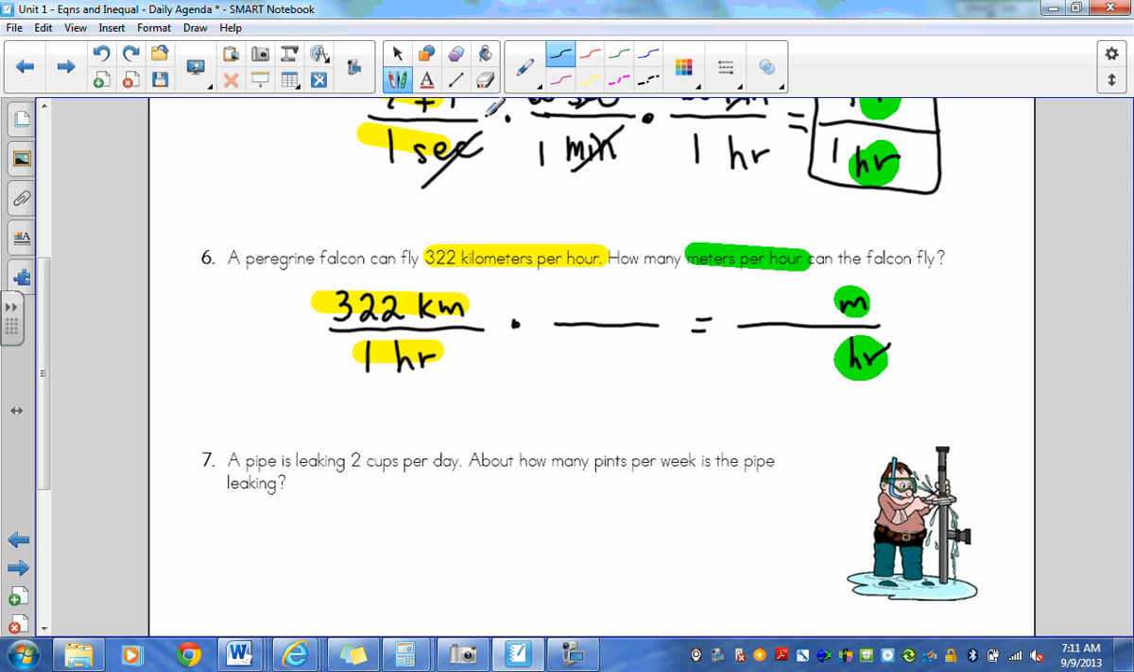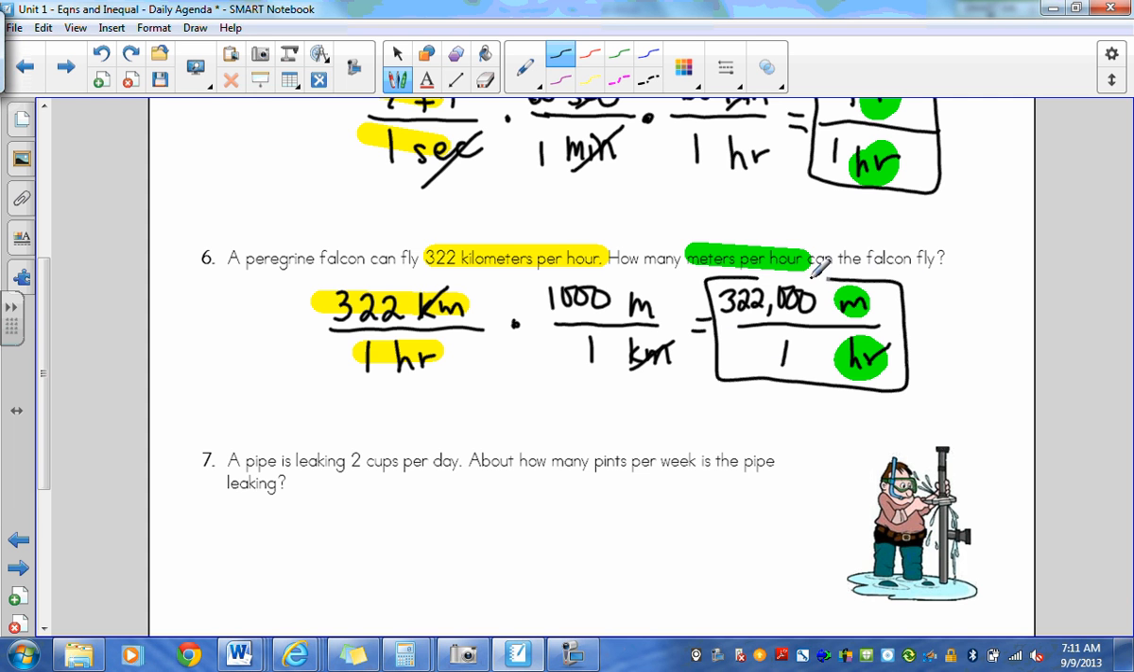I'm going from kilometers to meters, so I'm going to try to cancel out the kilometers. I want to get rid of those and change them into meters. I know that 1,000 meters equals 1 kilometer. And so when I multiply, I get 322,000 meters is equal to 1 hour. Okay.